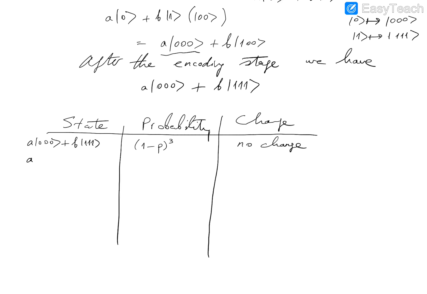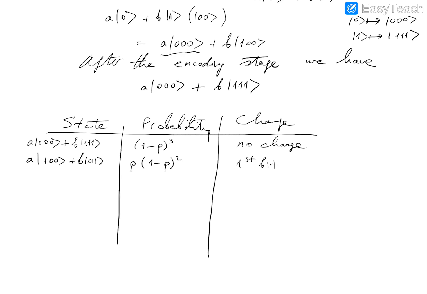If we have a|100> + b|011> in the receiving end, that means only the first qubit is changed, right? The probability of this occurring is p(1-p)^2. So only the first bit is changed in this case.